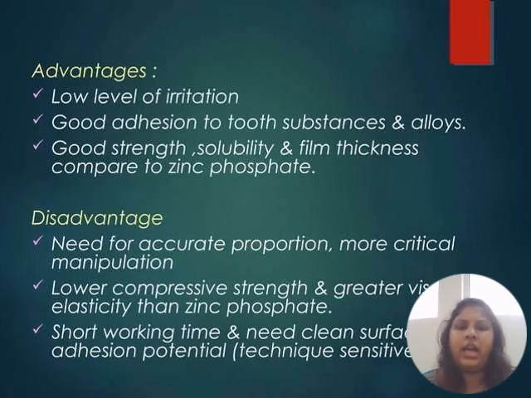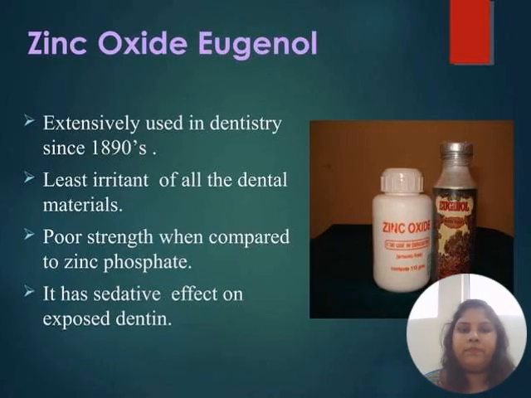And the advantages and disadvantages. Advantages: low level of irritation, good adhesion to the tooth substances and alloys, good strength. Disadvantages: need for accurate proportion, more critical manipulation, and lower compressive strength and greater modulus of elasticity when compared to the zinc phosphate. Then comes the zinc oxide eugenol cement.